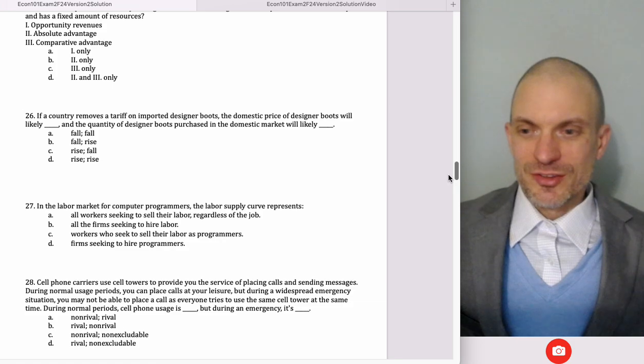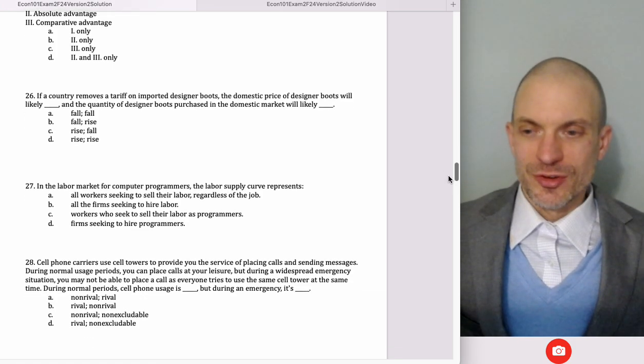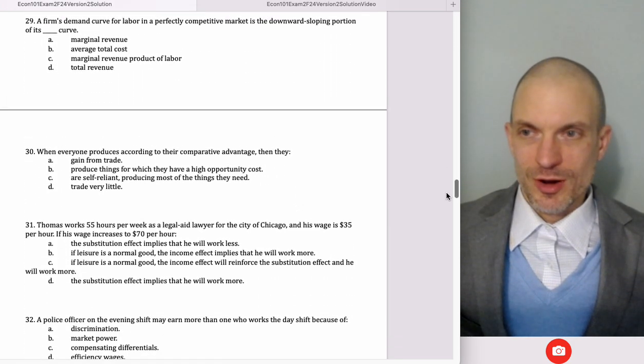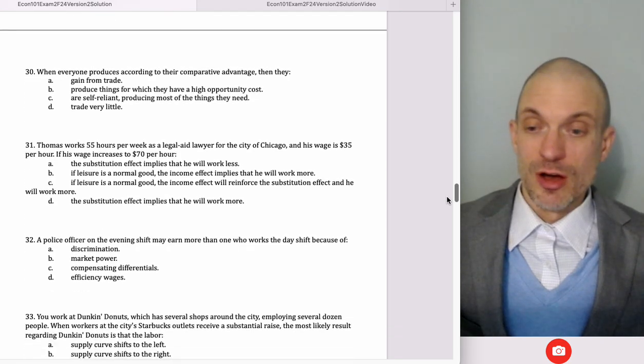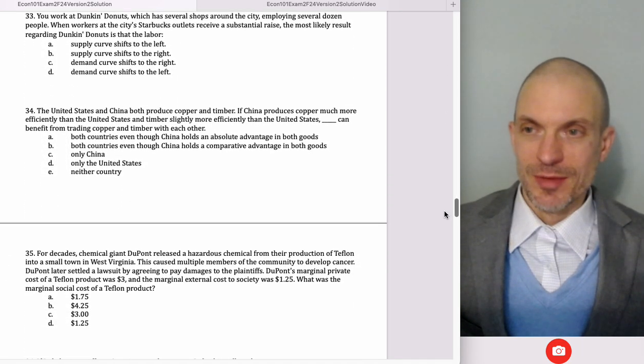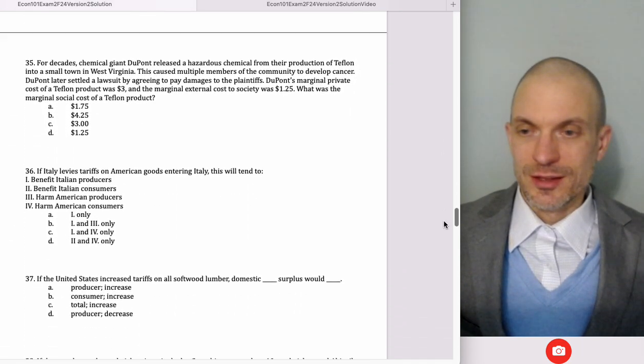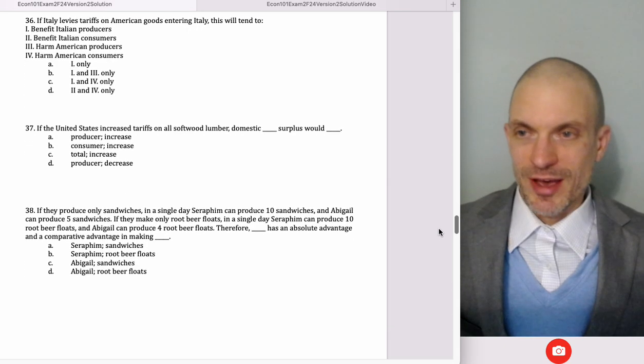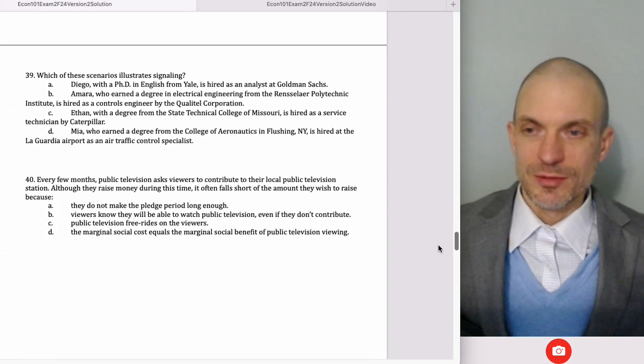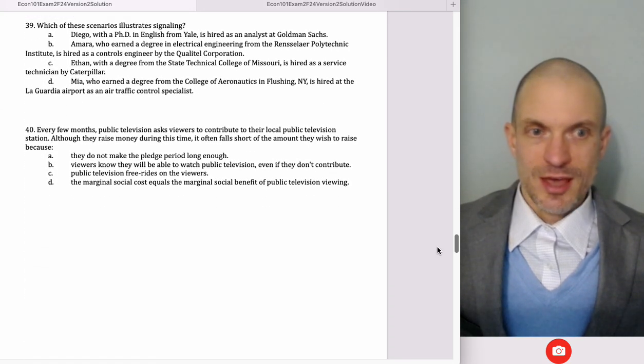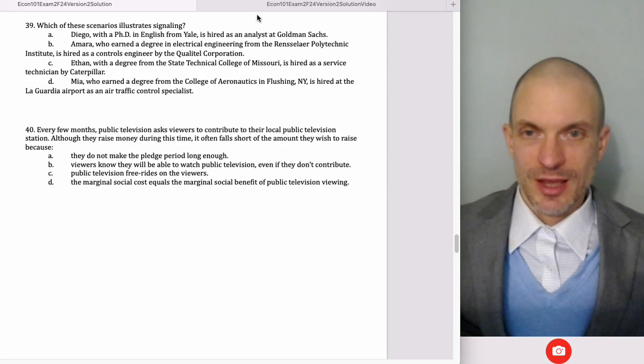All right, there's 40 questions total. So here's the last couple pages. They're all multiple choice. I had a longer form question I wanted to put on the exam, and then the exam is timed at 75 minutes, and I was a little bit worried that if I had a longer form question, that could actually eat up a lot of time.